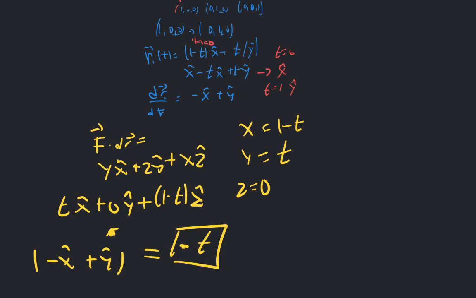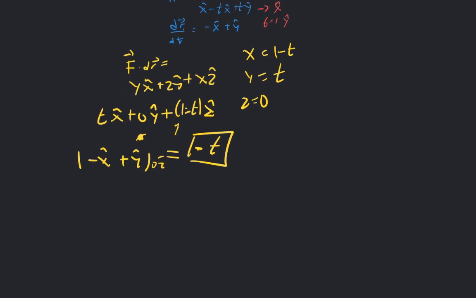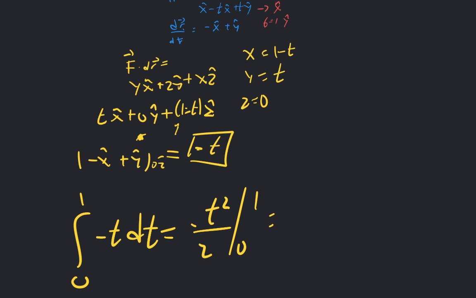Technically, we could do the z also, but because we have 0 z unit here, 0 times 1 minus t would be 0. So then we integrate f dot dr, so this goes 0 to 1, minus t dt. This is minus t squared over 2, or minus 1/2.